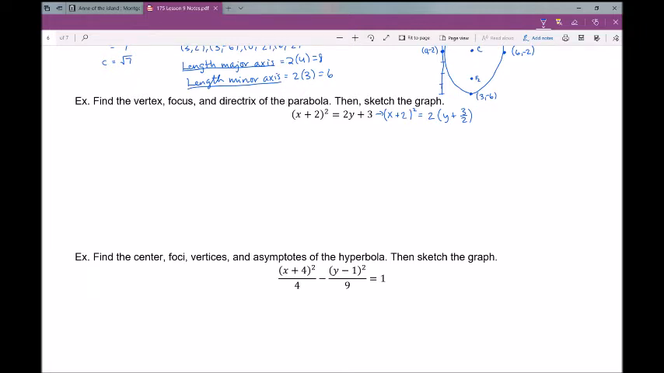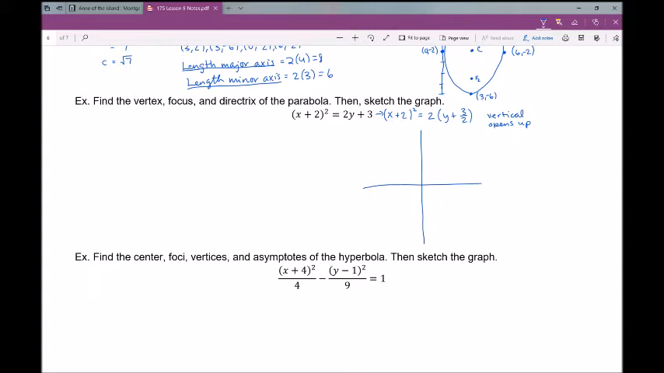So if you notice, this equation is of the form y is equal to x squared. That means that our parabola is going to be vertical because the x is squared, and because 2 is positive, it's going to be opening up. So this parabola opens up. All right, so we can go ahead and sketch an x and a y axis.